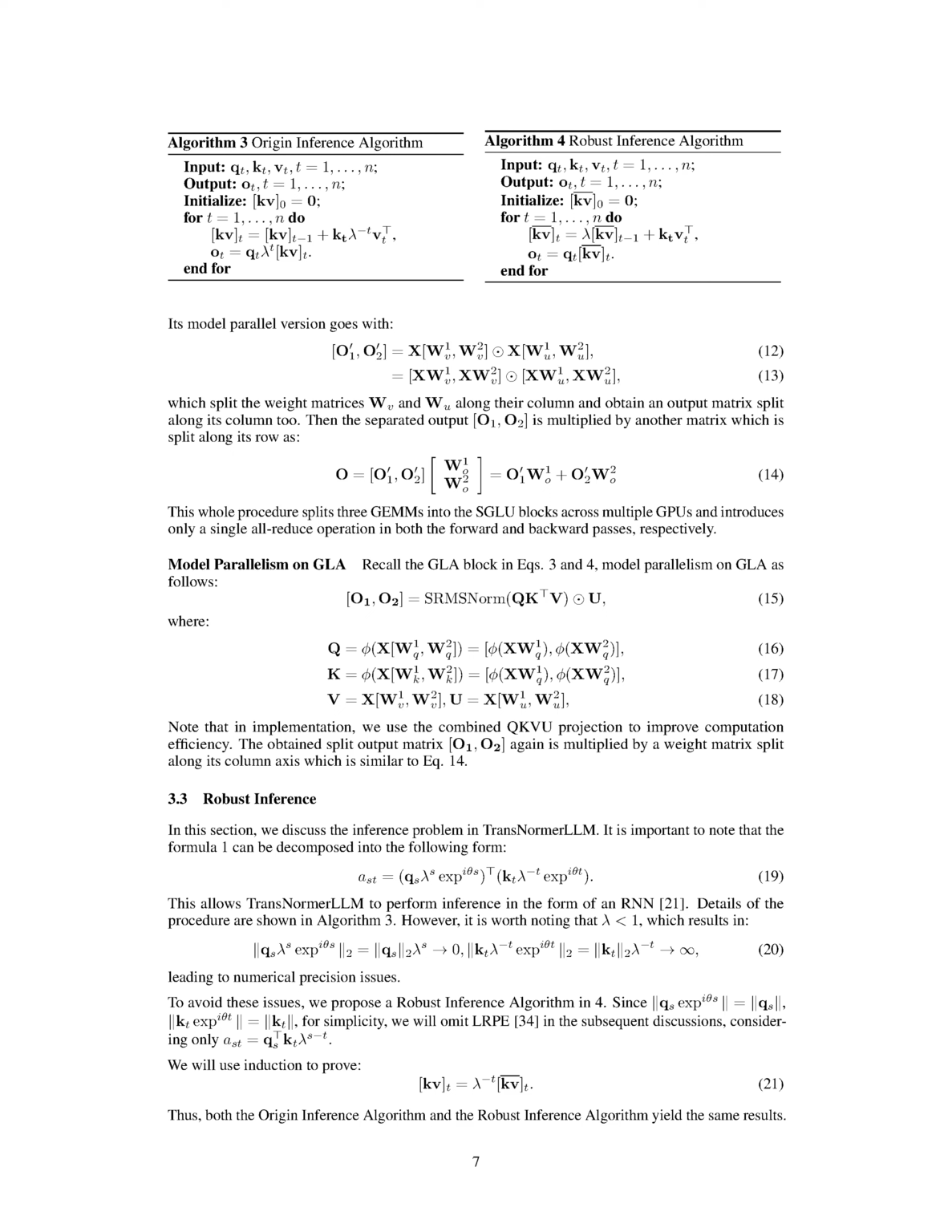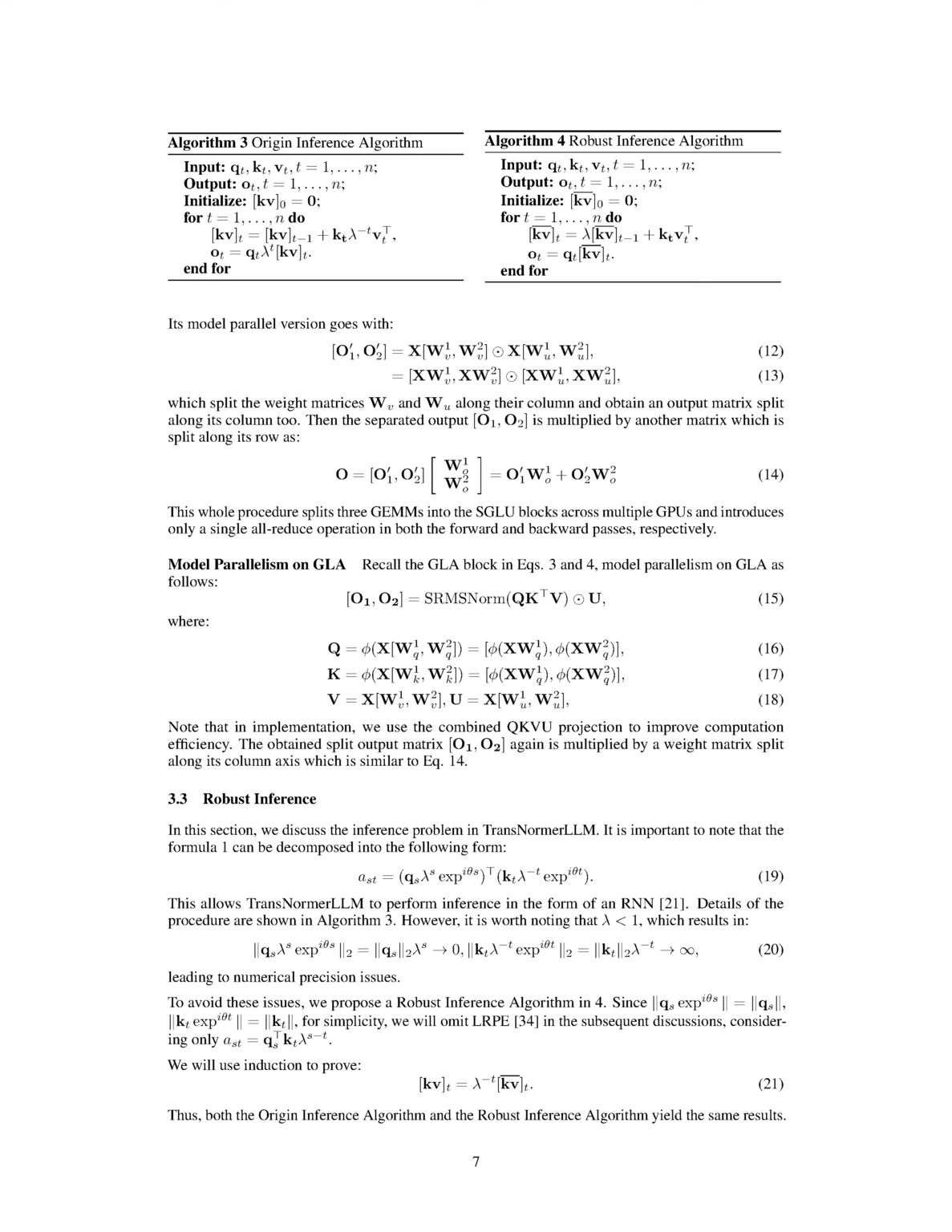Now, let's discuss robust inference in TransNormerLLM. We have a formula that can be broken down into a form that allows TransNormerLLM to perform inference like a recurrent neural network, RNN. However, there's a potential issue with numerical precision due to a certain parameter being less than 1. To avoid this, we propose a robust inference algorithm.